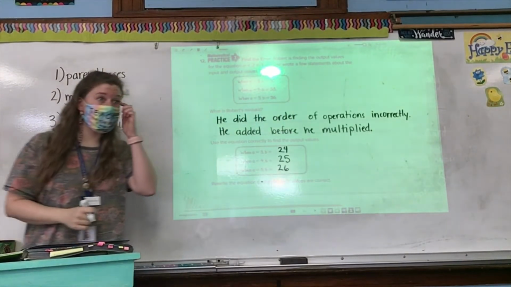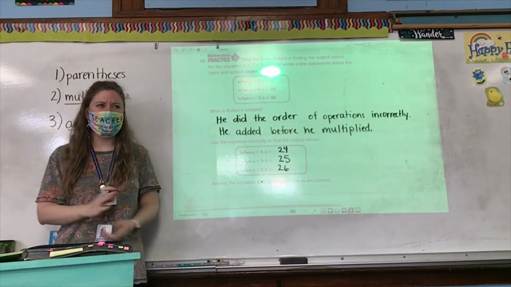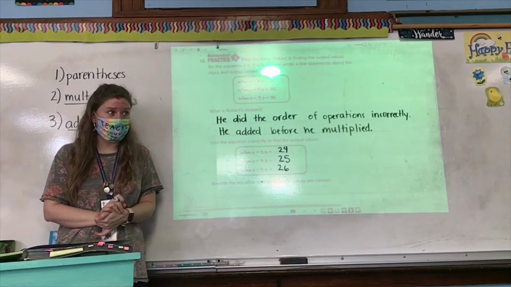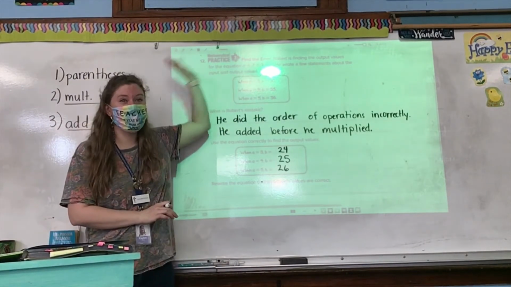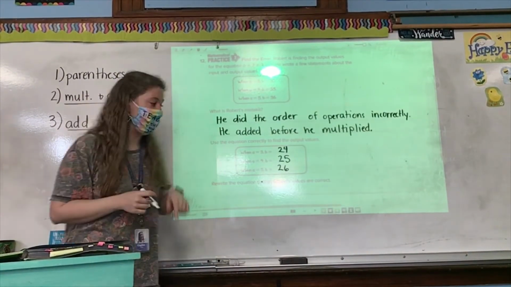So when you're doing these types of problems and you have to correct someone's work, you need to think, okay, if I wasn't really listening when we did this lesson, what might I do wrong? Well, a really easy thing to do wrong when you have multiple operations is to just do it from left to right instead of following the order of operations.